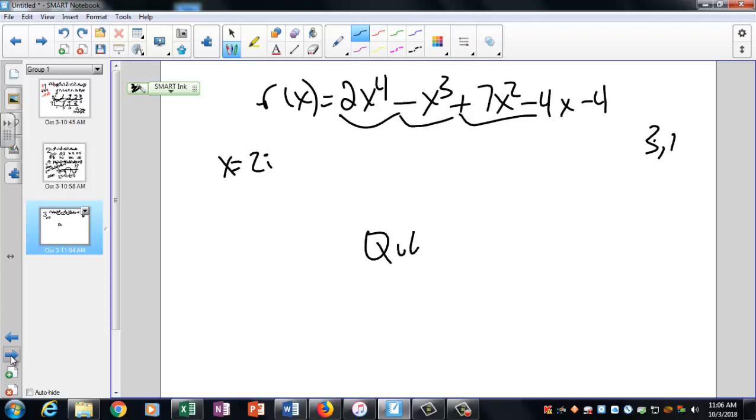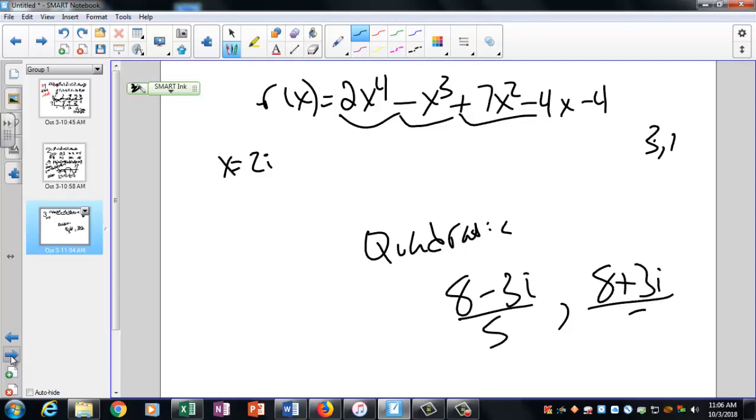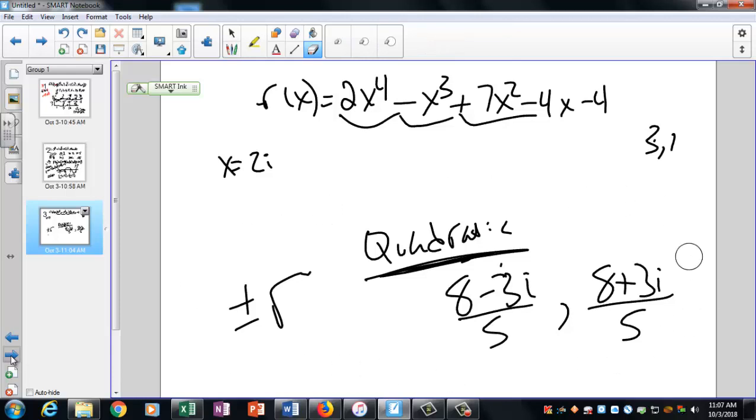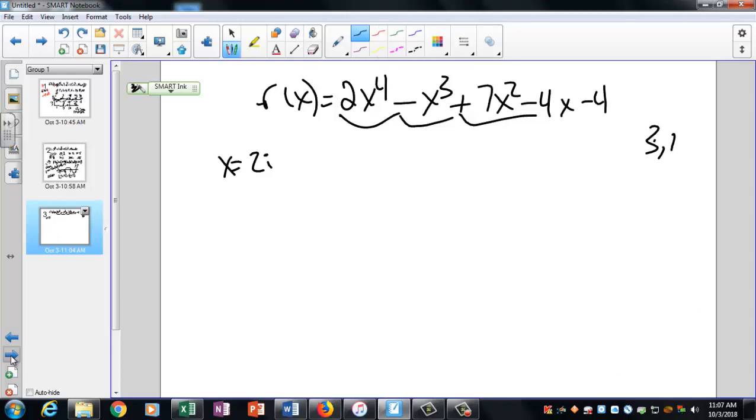If I told you that I did the quadratic formula and one of the answers was 8 minus 3i over 5, what would an additional answer be, you think? Wouldn't it be 8 plus 3i over 5? When you do the quadratic formula, isn't that always plus or minus the square root? So if you got an i as one answer, you'd have to get the negative i as the other answer. Okay? That's the idea here: if x equals 2i is a solution, x equals negative 2i must also be a solution.